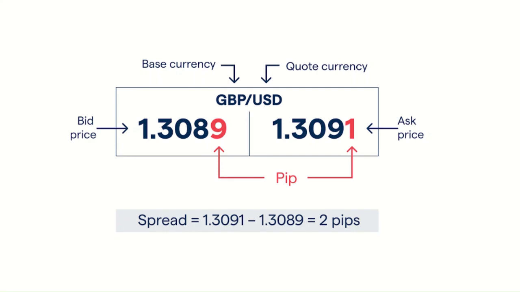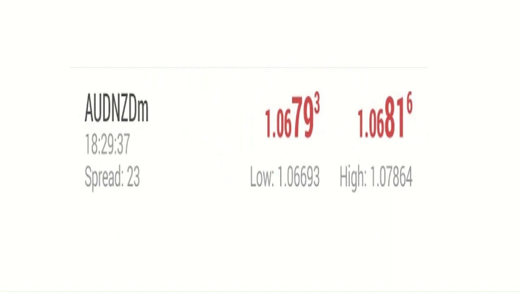I'm going to explain what base currency and quote currency mean later. So here, AUD NZD, you can see 1.0679 and 1.0681. If you have been following me, I'm sure you know what the ask price is here and what the bid price is. Here, the ask price is 1.0681 and the bid price is 1.0679. So the spread is simply the difference between the ask price and the bid price.